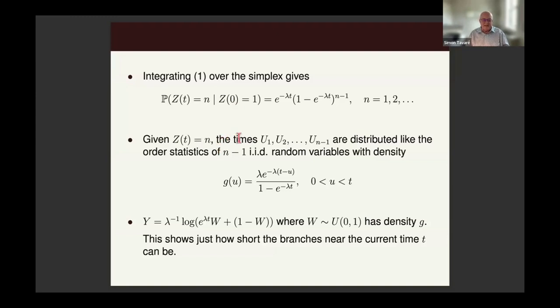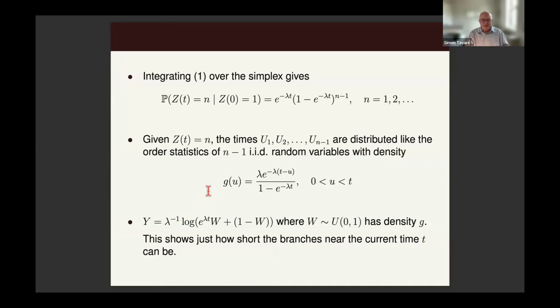In fact, the times at which the splits occur, if you know there are n species at time t, are the order statistics of n-1 independent uniforms. And those uniforms can be generated with this very simple formula at the bottom. So this is useful for showing really how the short branches near the current time pile up. And I was surprised when I simulated it just how small the branches get at the ends. So that's a very quick introduction to Yule.